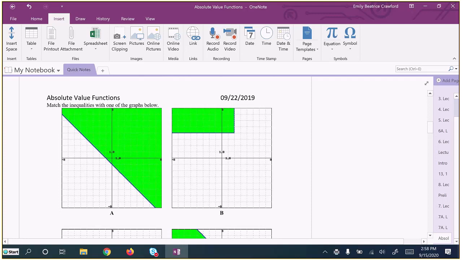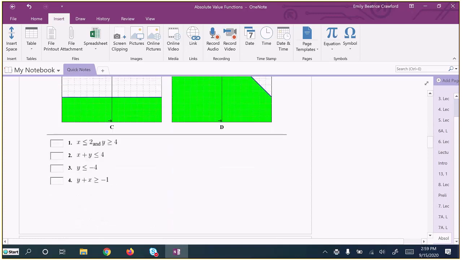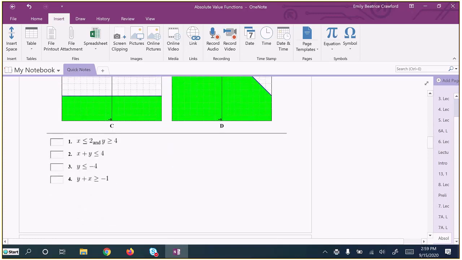So this question is asking us to match the inequalities with one of the graphs below. I have 4 different graphs and 4 different inequalities, and we are going to understand which inequality refers to which graph. The first one is x less than or equal to 2. So you go ahead and draw this graph. And I always do the graph with the equality only. So when I have less than or equal to, I think about that as x equal to 2. And remember, that will be this.